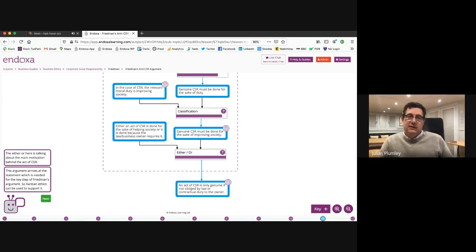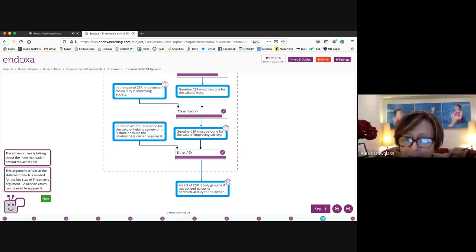So either it's done to help society, or it's done because the owner requires it or the law requires it. And if it's done for this reason, then it's not done for the other reason. That's how either-or arguments work. So therefore, that means it's not being done as a contractual duty to the owner or because of the law. And that's exactly the premise we needed to make Friedman's argument work.